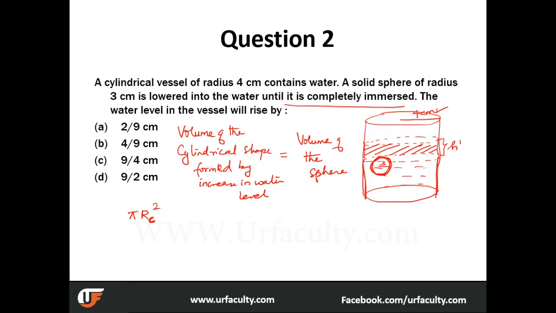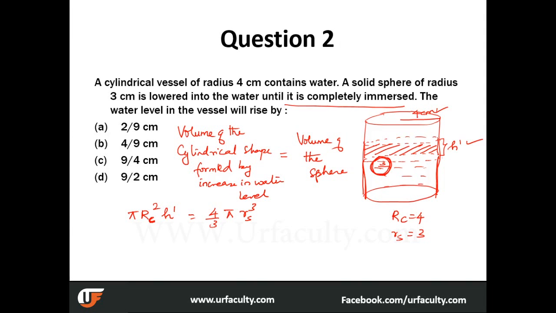Pi r square h dash, which is this h, is equal to 4 by 3 pi, I'll keep it as Rs pi r cube. So 4 by pi r square h is equal to 4 by 3 pi r cube. This is the radius. Rs is equal to the radius of this. So Rc is equal to 4, Rs is equal to 3.